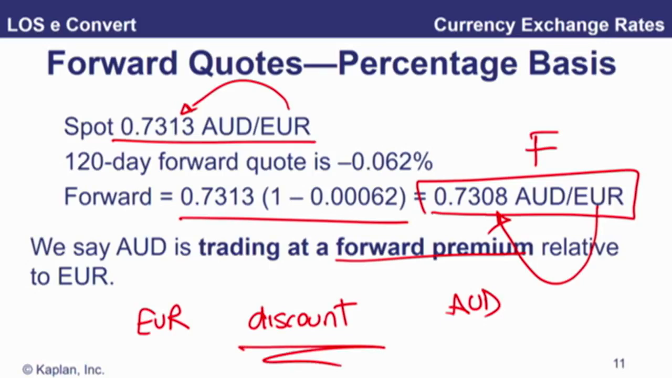Conversely, it would cost you 0.7313 Aussies to get a euro today, but it would cost you only 0.7308 Aussies to get a euro in the forward. It's cheaper to buy euros in the forward market, therefore the Aussie is trading at a premium.